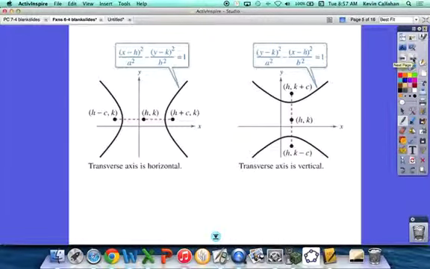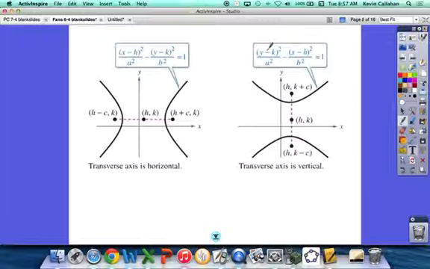So when you look at the pictures, this is a picture of the horizontal, this is a picture of the vertical. And notice the equations again. The vertical, it's the Y term that is first. The horizontal, it's the X term that's first. The A's and the B's are in the same place every time. Remember what we knew about A and B in an ellipse: A is always bigger than B, right? A had to be bigger than B.